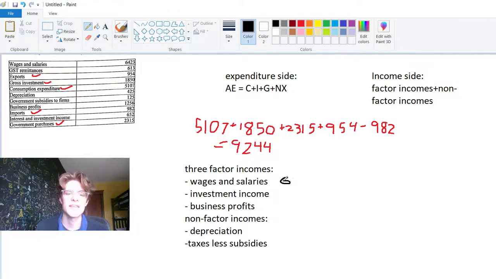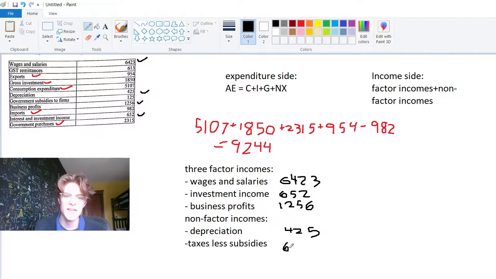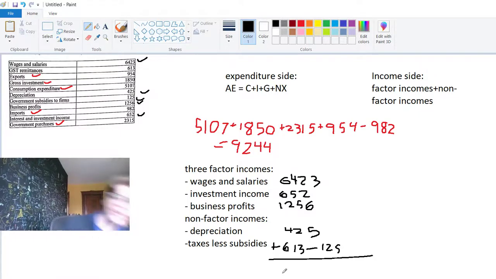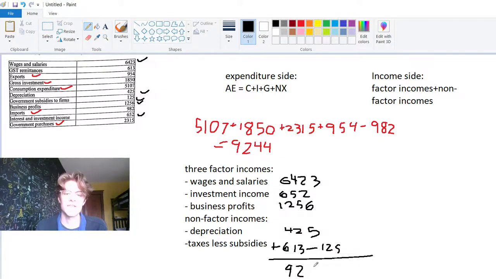So this is 6423. Check. Investment income is 652. And business profits is 1256. And then depreciation is 425. And taxes less subsidies, so GST, goods and service tax, 613 minus the subsidies to firms, 125. And if you add all these up, you should get the same number. Plus 652 plus 1256 plus 125 plus 613 minus 125. Yeah, you do. 9244.